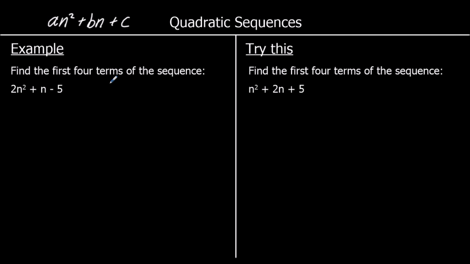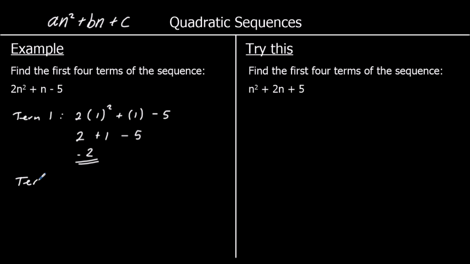For the first term, so for term 1, n is 1. So we substitute in n is 1 to find the first term. So we're going to have 2 times 1 squared plus 1 minus 5. So that's going to be 2 1s, which is 2, plus 1 minus 5. 2 plus 1 is 3. 3 minus 5 is negative 2. So the first term is negative 2.